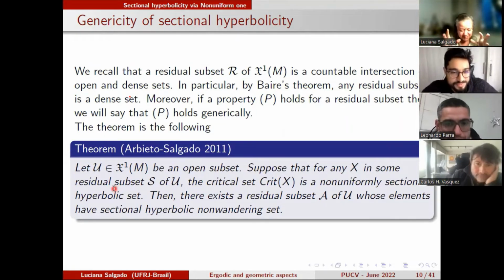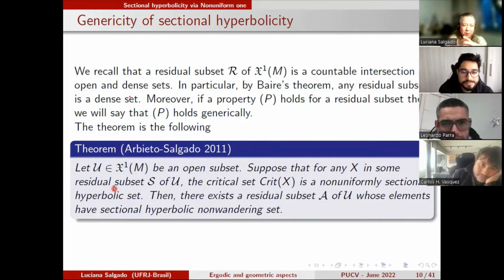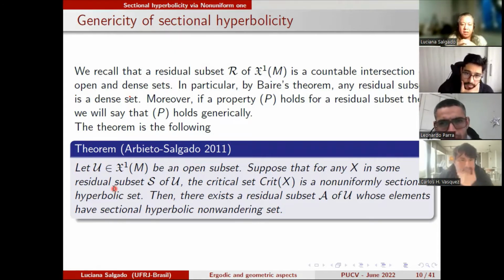Consider an open set of C1 vector fields on M, and suppose that for X in some residual subset S in this neighborhood, the critical set, critical here meaning periodic points and the singularities, is a non-uniform sectional hyperbolic set. So there exists a residual subset A in this neighborhood such that the elements in there have sectional hyperbolicity in the non-wandering set. Okay.